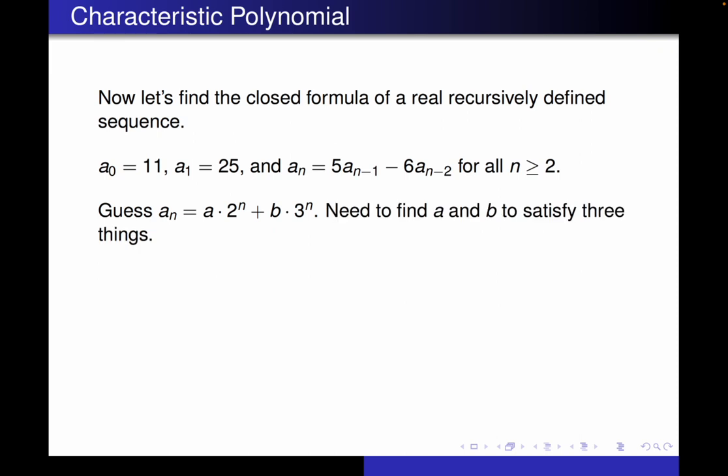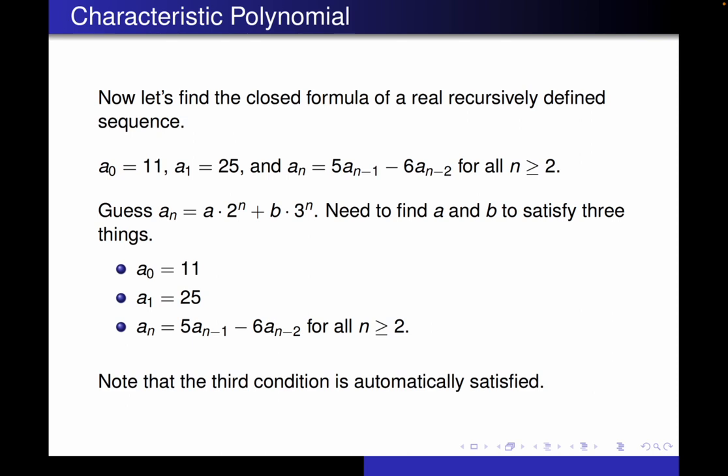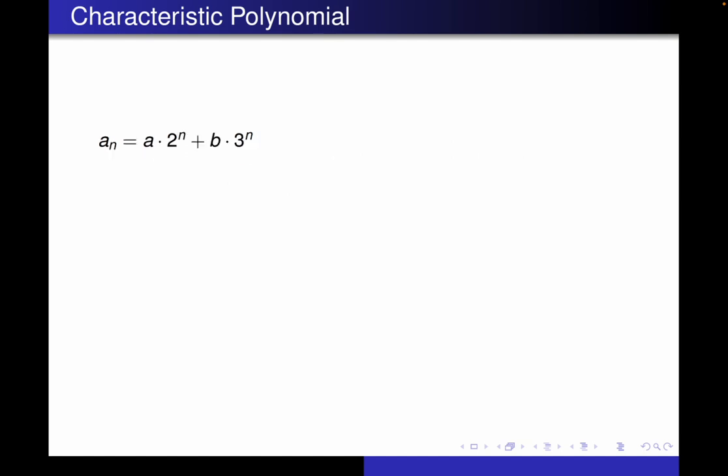We just need to make sure that it works for the whole thing. Now, we need to satisfy three properties in order for this to be an actual solution, right? We need to have a0 equal to 11. We need to have a1 equals 25. Those are our initial terms. And we need to satisfy the recursive formula. Now, that third condition about satisfying the recursive formula, we already know that works. We did a whole bunch of algebra showing that always works. So all we have to do is figure out how to make the a0 and the a1 work.